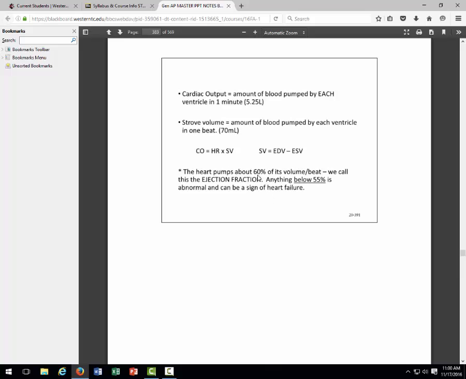So the heart pumps about 60% of its volume per beat. We call that the ejection fraction, and that's a number that we look at in people that have heart problems. We look at, what is their ejection fraction? Anything below 55% is considered heart failure.